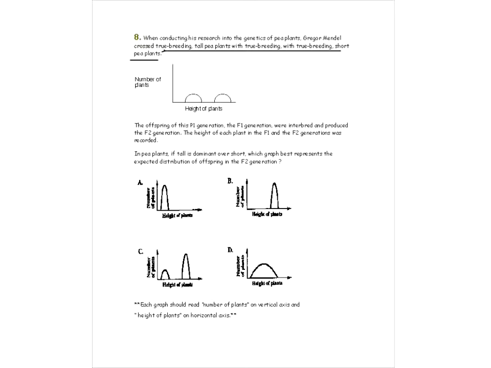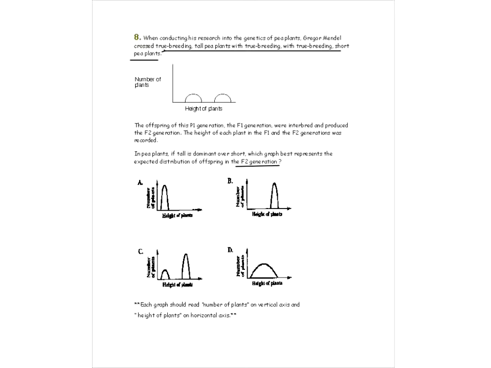Okay, and the question says the offspring of this P1 generation, in other words the parent generation, the F1 generation, that's the kids we're talking about, were interbred and produced the F2 generation. The height of each plant in the F1 and F2 generations was recorded. Okay, so we've got quite a bit of info here. The question says, in pea plants, if tall is dominant over short, which graph best represents the expected distribution of offspring in the F2 generation? Okay, so we're looking at the F2 generation.